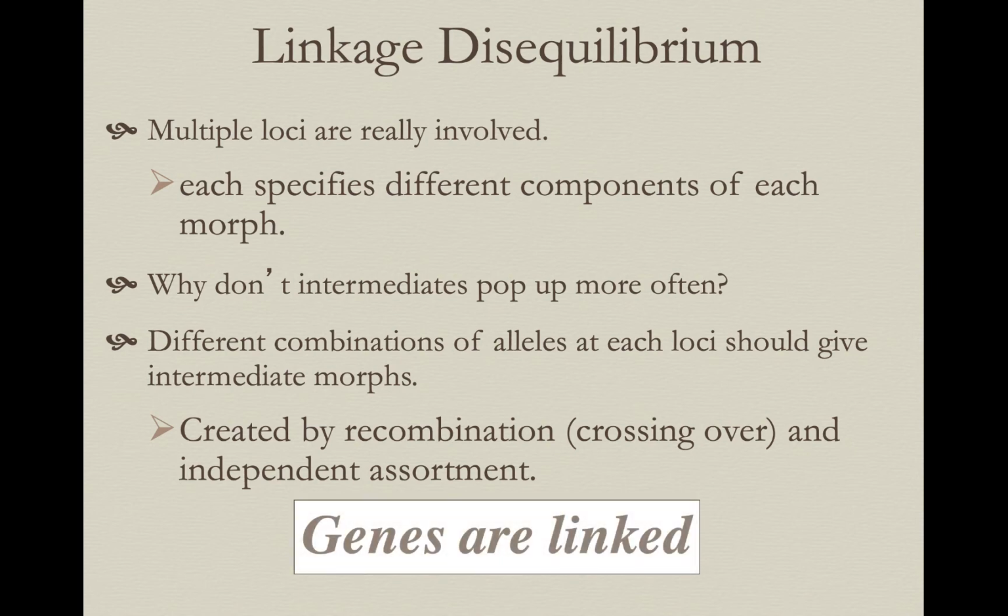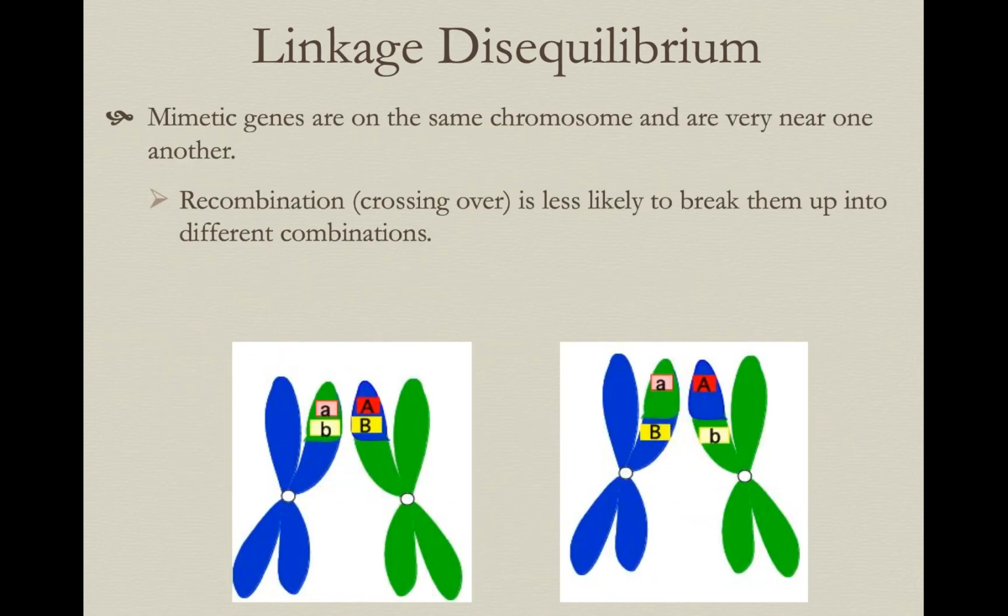Well, the answer to this is these genes are linked. The gene loci involved in the formation of a tail or not a tail and the specific color pattern are really close to each other. They're spatially linked. So the mimetic genes are on the same chromosome and they're really close to each other, such that recombination really rarely gives you a combination that is breaking up the co-adapted gene complexes seen on each haplotype.